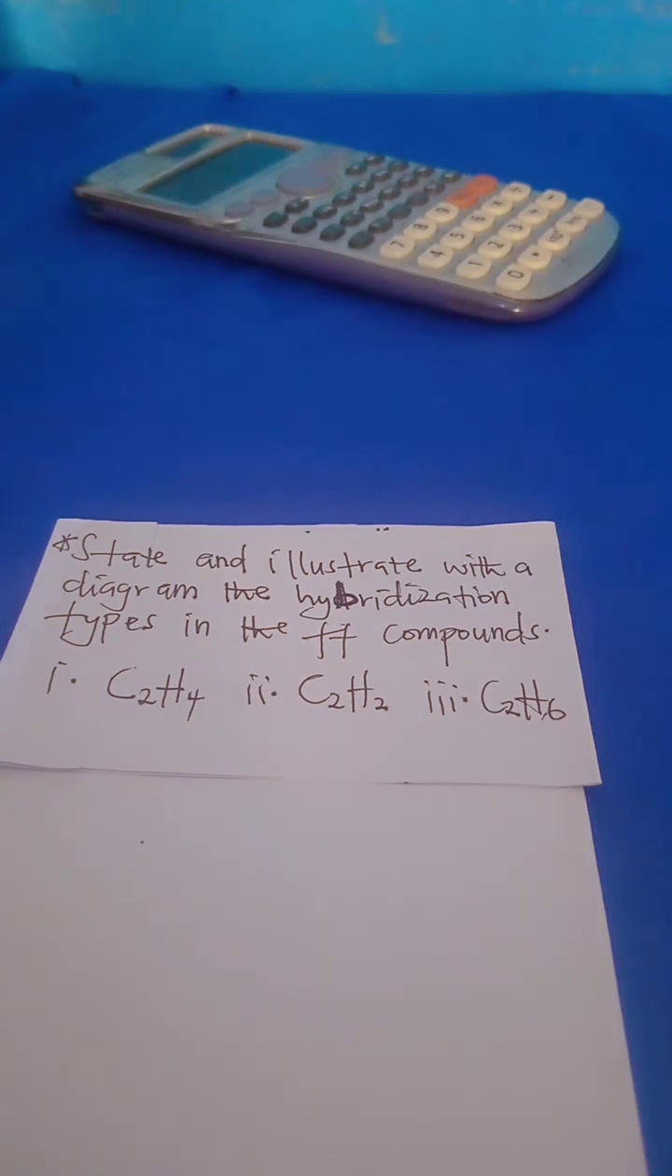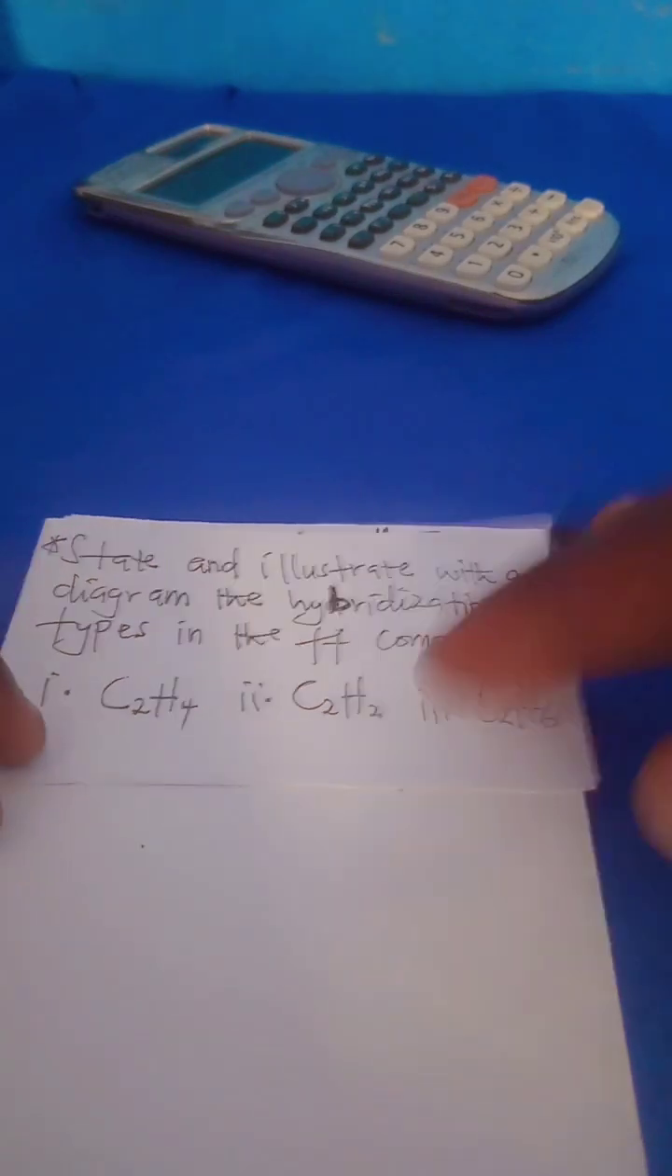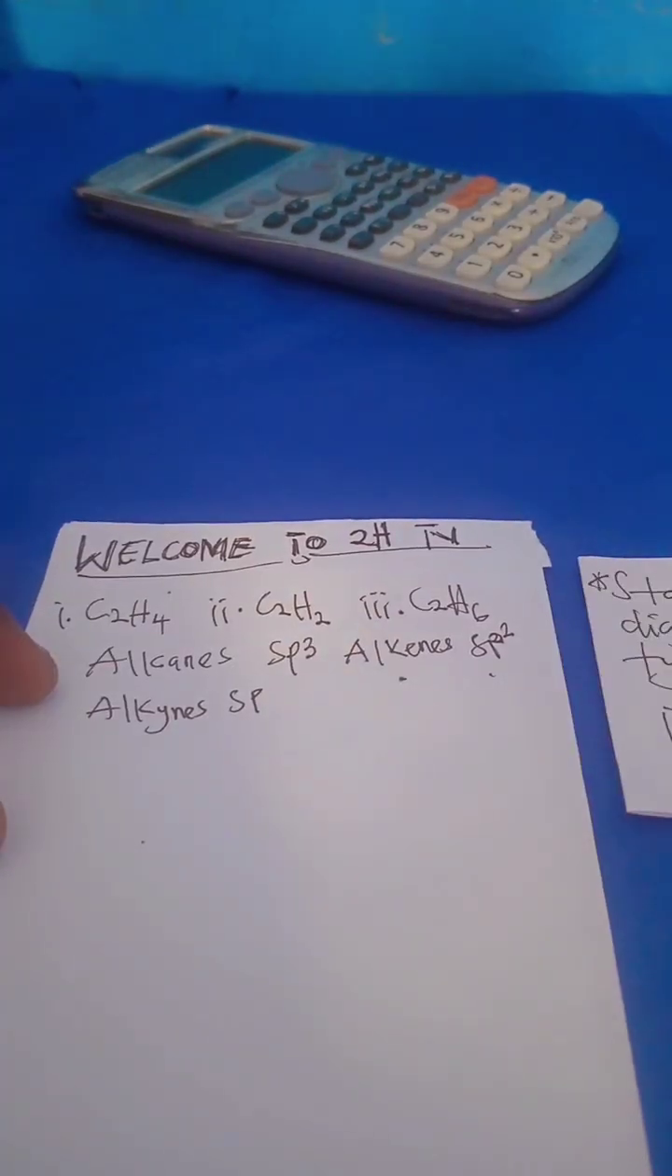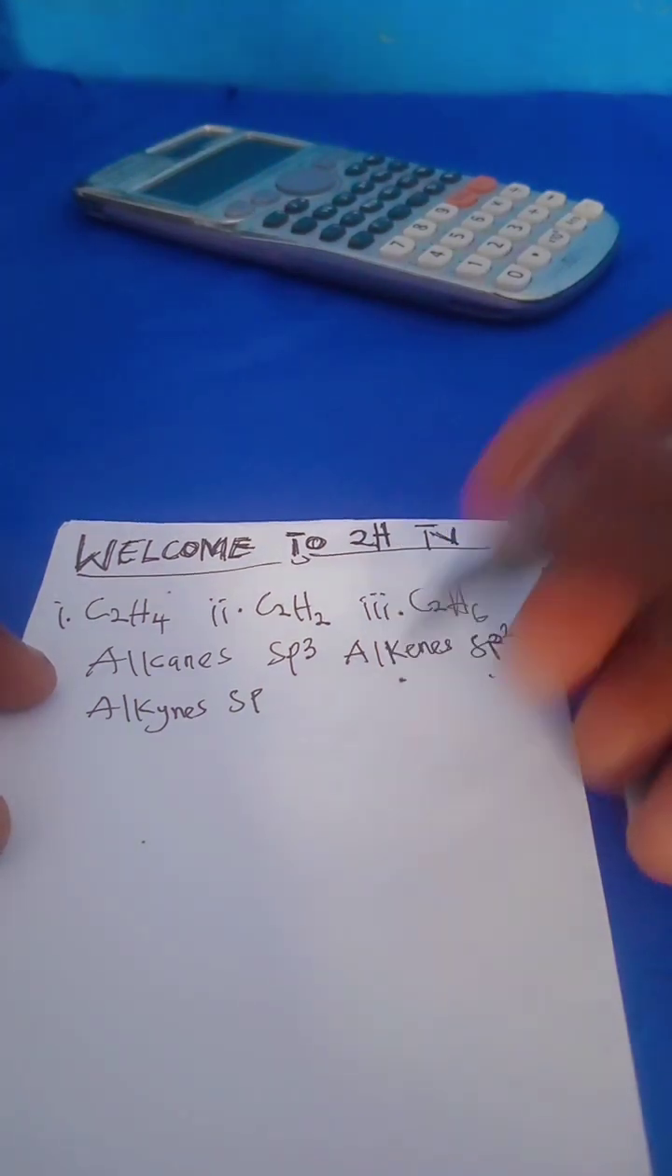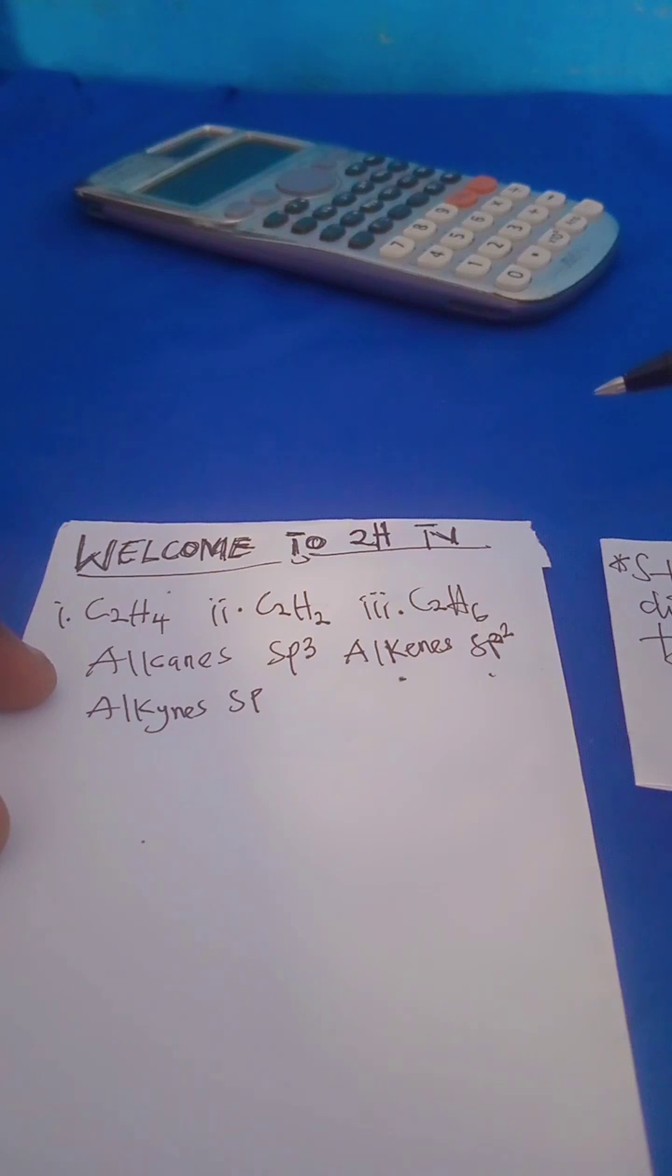It is established that alkanes are sp3 hybridization, alkenes are sp2 hybridization, and alkynes are sp hybridization. Alkanes, as we know, have single bonds. Alkenes have double bonds. And alkynes have triple bonds.